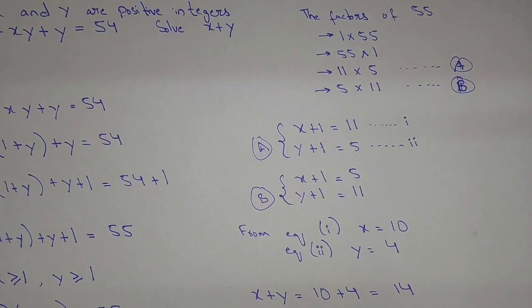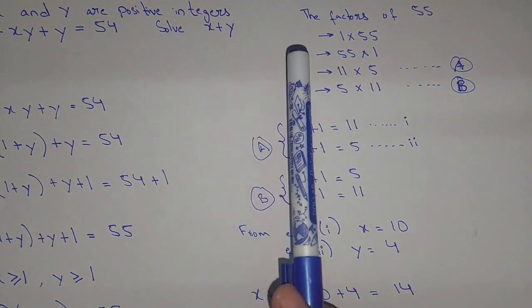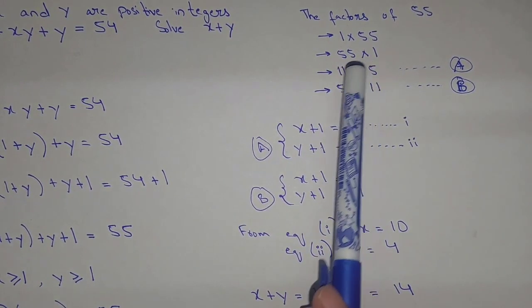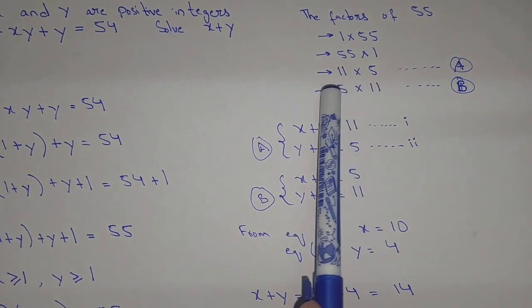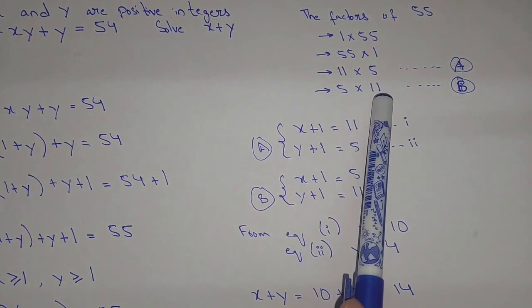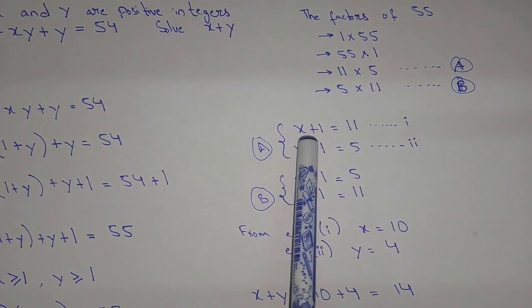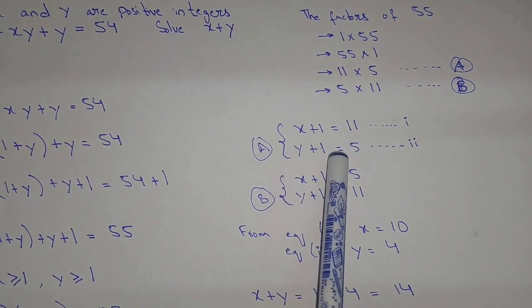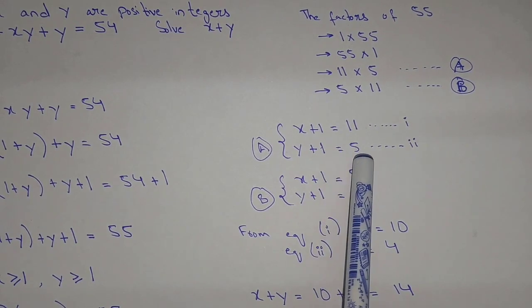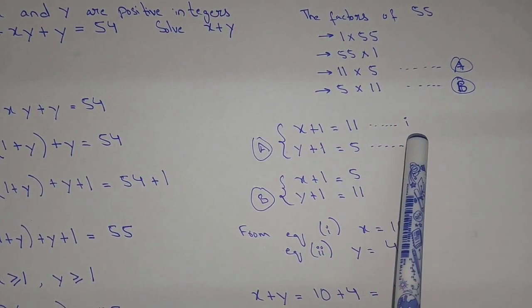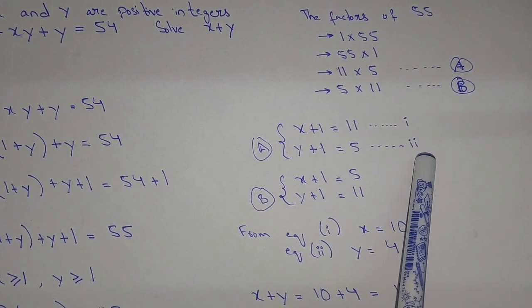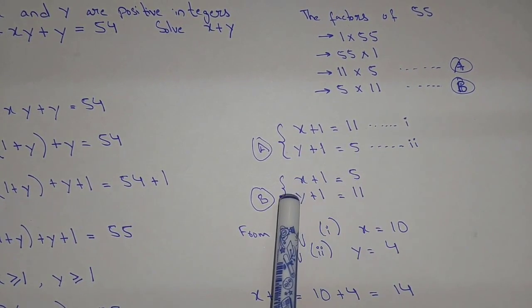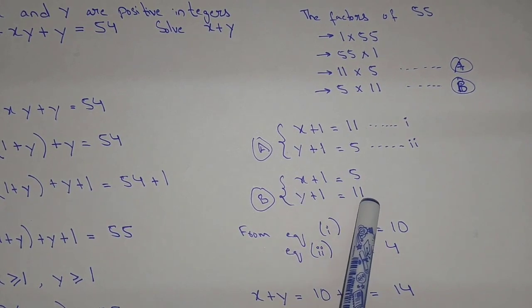Now we can see that the factors of 55 are 1 into 55, 55 into 1, 11 into 5, and 5 into 11. Let's suppose here we have x plus 1 equal to 11 and y plus 1 equal to 5. Now let's suppose this is equation 1 and this is equation 2. So we can also write x plus 1 is equal to 5 and y plus 1 equal to 11.